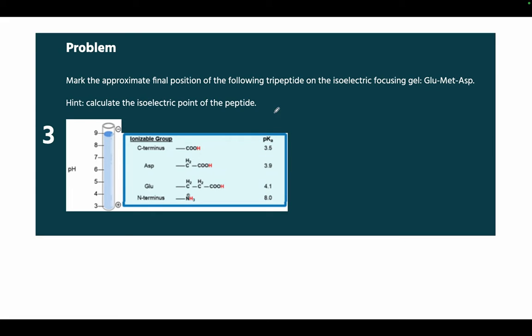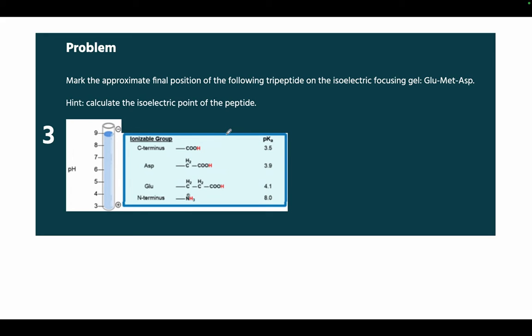So here the question is, we have this tripeptide, glutamate, methionine, aspartate, and it is asking, if we run it in an isoelectric focusing gel, where will it run? Right? So where will it stop? Obviously it will stop when the pH is equal to the pI. So here we have this pH gradient from 3 to 9. And so the question is, what is the pI of this peptide?